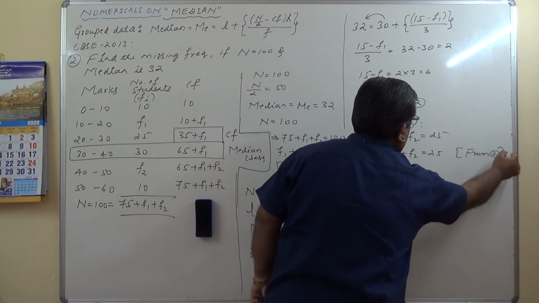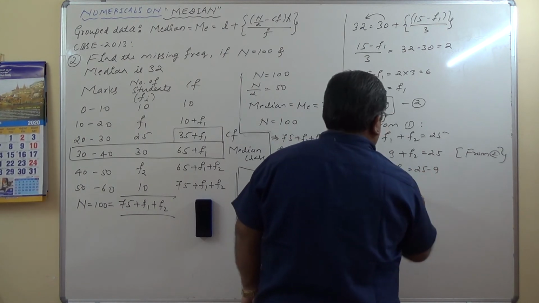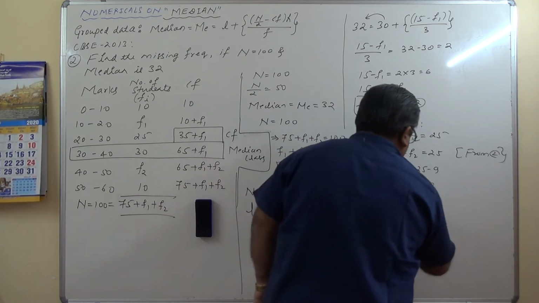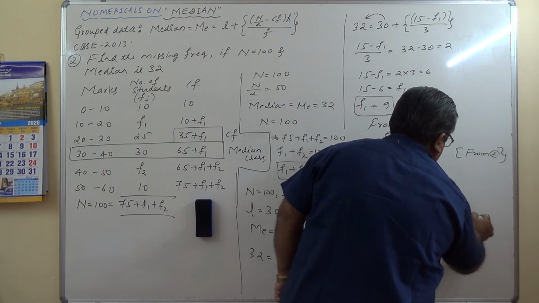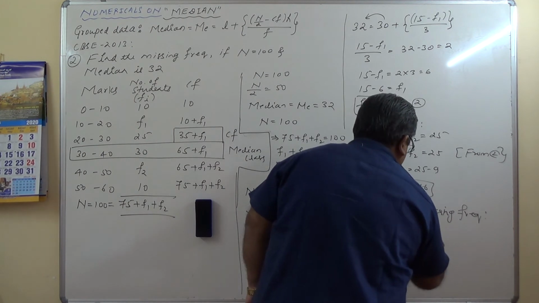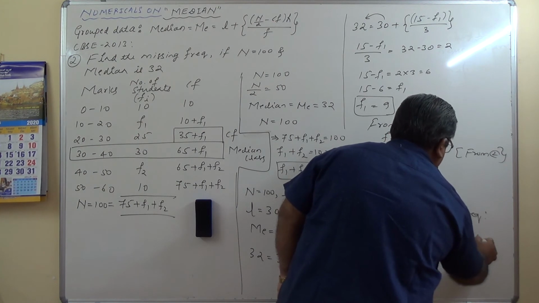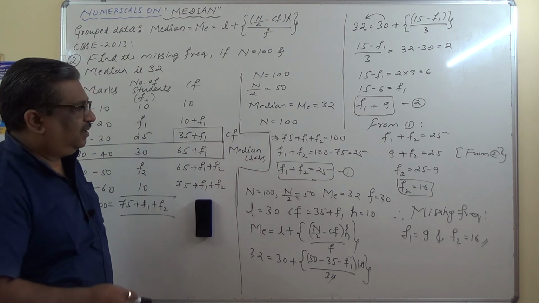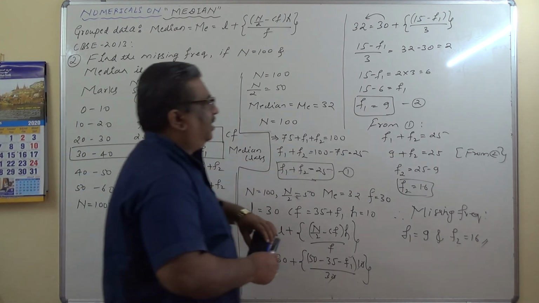This is from 2, and therefore F2 is equal to 25 minus 9. Therefore F2 is equal to 16, and therefore the missing frequencies are finally F1 equals 9 and F2 equals 16. Check the answer. Missing frequencies, F1 is 9, F2 is 16. So I hope you are understanding how it is.